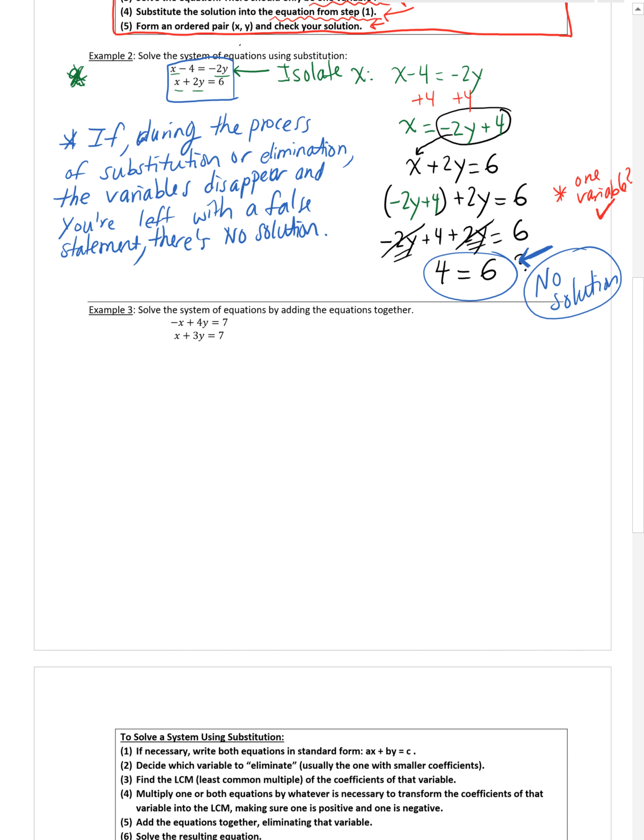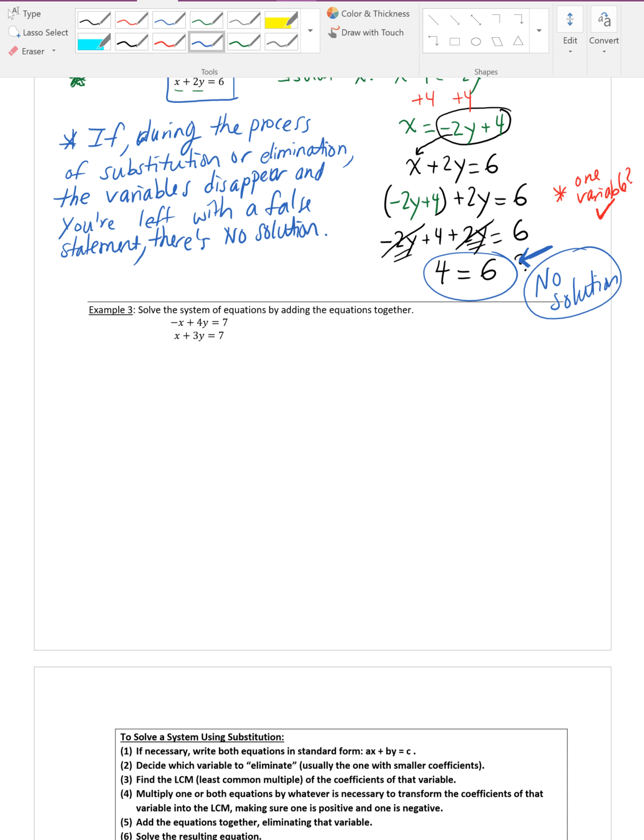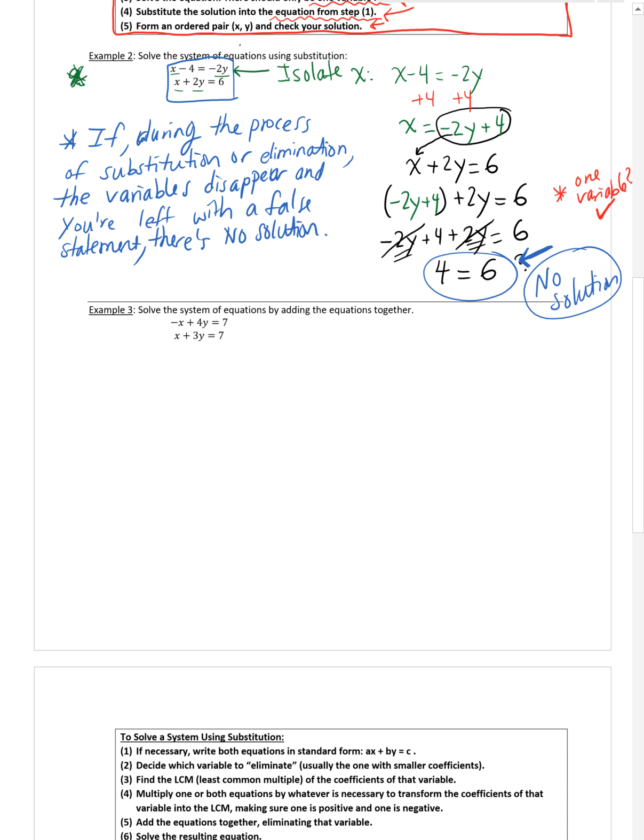But in other situations, there are some where a similar thing happens. So as we are solving, the variables disappear, and you're not left with a false statement, you're left with a true statement. So just in case we come across one of those, if left with a true statement, for example, the one we were left with here is 4 equals 6, but what if it was 4 equals 4, or 6 equals 6? You know, that's actually true. Then that's one of those times where there are infinitely many solutions.